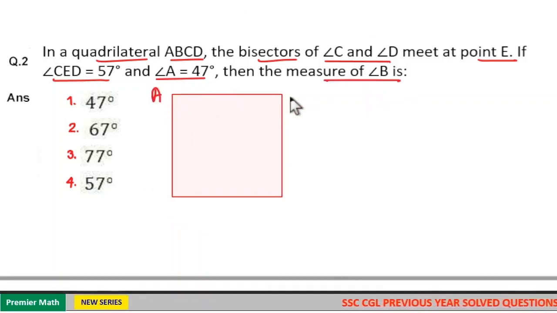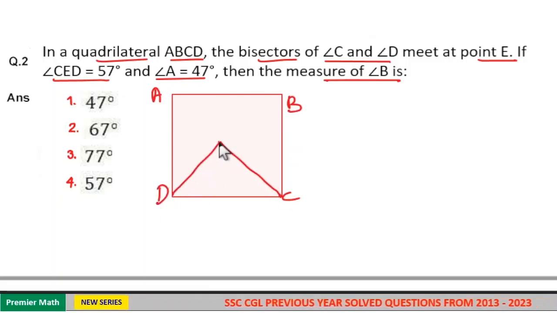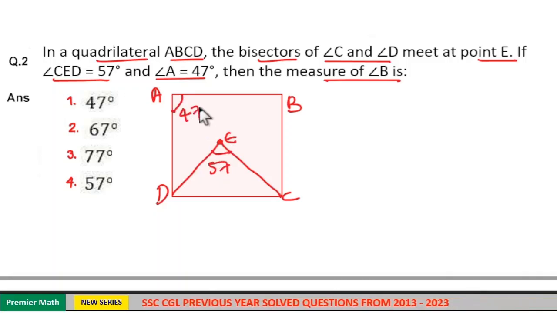And here, bisectors of angle C and D meet at point E. And this angle is 57 degree and angle A is 47 degree. Then we have to find out what is angle B.